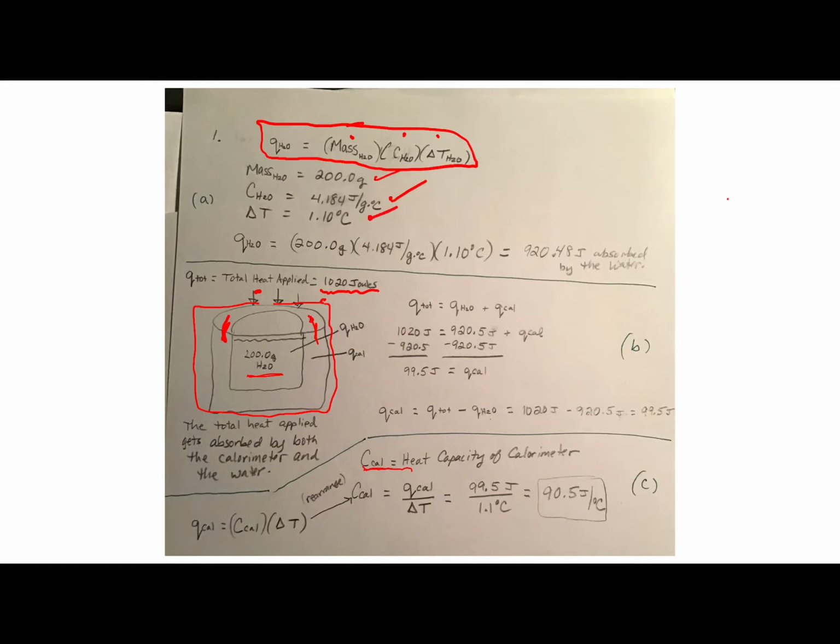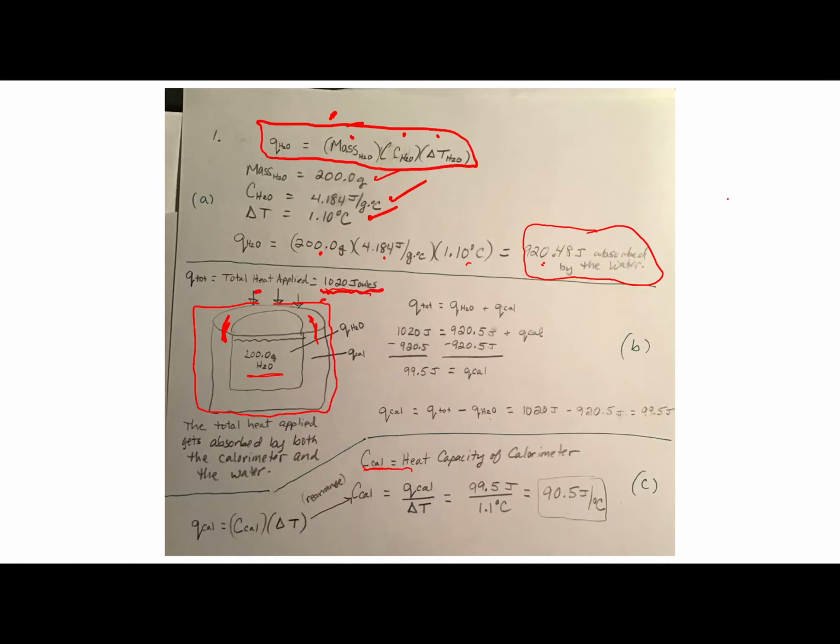Plugging these numbers into this heat equation, we get 200 grams times 4.184 times 1.1 degrees Celsius. That tells us that about 920.5 joules of heat was absorbed by the water. Now, if 1220 joules was applied and 920 of that was absorbed by the water, the remainder of it was absorbed by the calorimeter. So the second step is to figure out how much the calorimeter absorbed.